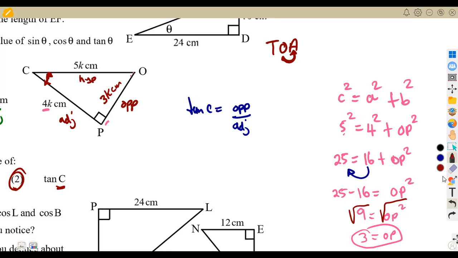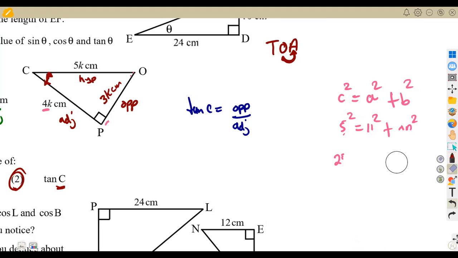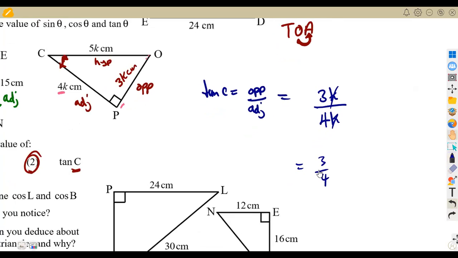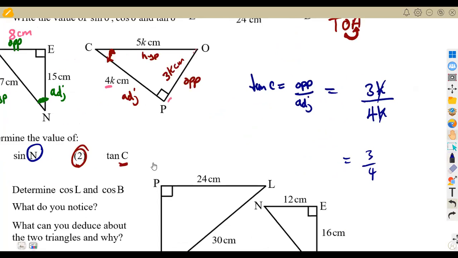All right, why are we calculating this OP? Remember, it is because of the formula that we want to use for tan. It is limited to that opposite. We need the opposite. And now that we have the opposite, which is in this case 3K centimeters, we are going to have this as 3K over the adjacent. In this case, we have the adjacent, which is 4K. We can leave your answer like that, or you can even cancel out the K and just write your answer as 3 over 4, which is one and the same thing. So that is the value for tan C in this case.